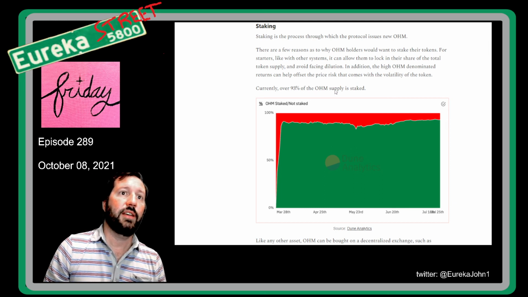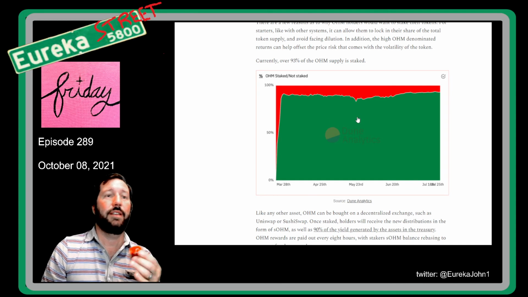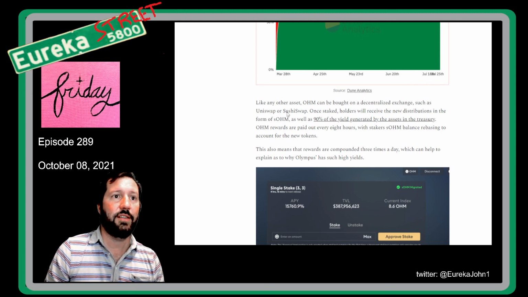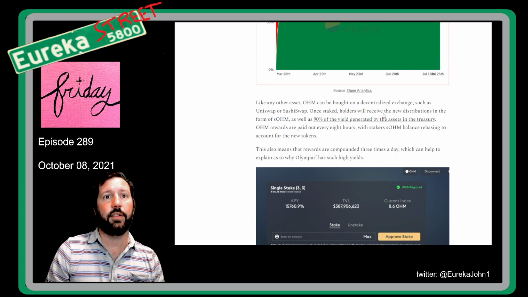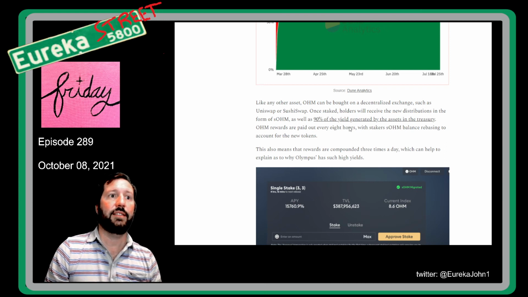Currently, over 90% of the Ohm supply is staked. I mean, look at that. Pretty much all of it, almost 93%. Ohm can be bought on a decentralized exchange such as Uniswap or SushiSwap. Once staked, holders will receive the new distributions in the form of sOhm, as well as 90% of the yield generated by the assets in the treasury.